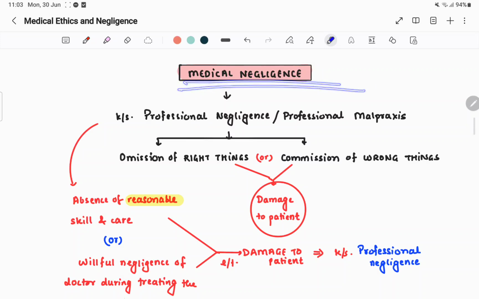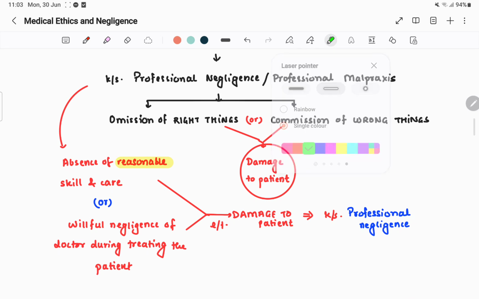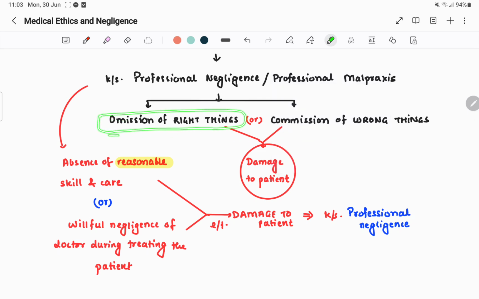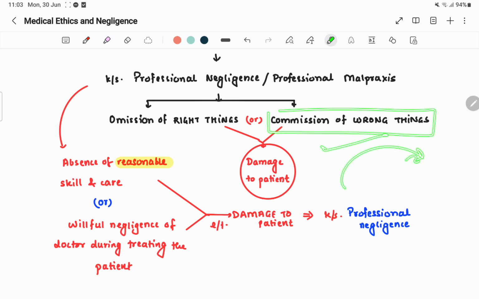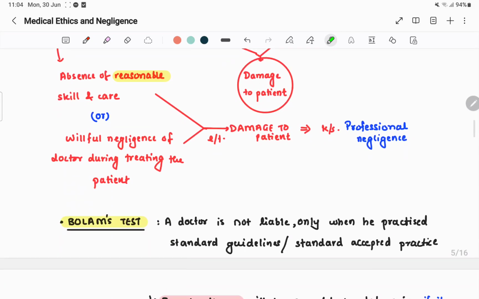Medical negligence, known as professional negligence or professional malpractice. This is a term. It may have two aspects. One is the omission of right things, if a doctor doesn't do what is to be done. Omission of right things or commission of wrong things: if a doctor does what he is not supposed to do, it is a commission of wrong things. Omission of right things or commission of wrong things which causes damage to the patient is called medical negligence.